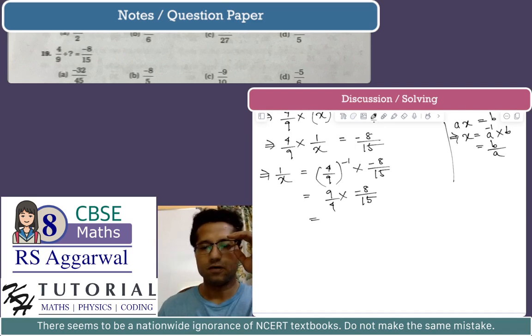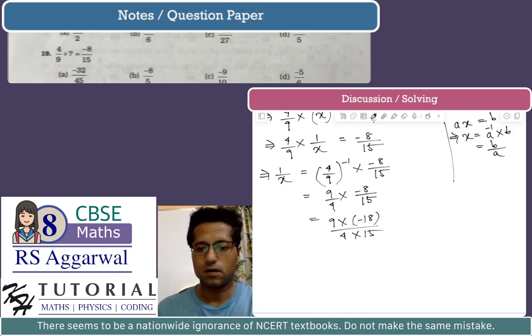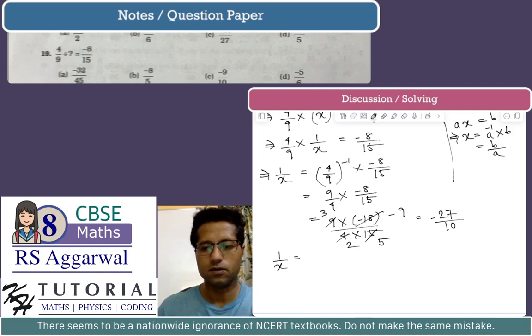Now we have the multiplication, the product of two rational numbers. It will be equal to the product of the numerators divided by the product of the denominators. So if we do cancellation, we get 3 divides 15 with 5, 3 divides 9 with 3, we have 2 and we have minus 9. So this is equal to minus 27 by 10. Sorry, so we have 1 by x is equal to minus 27 by 10.